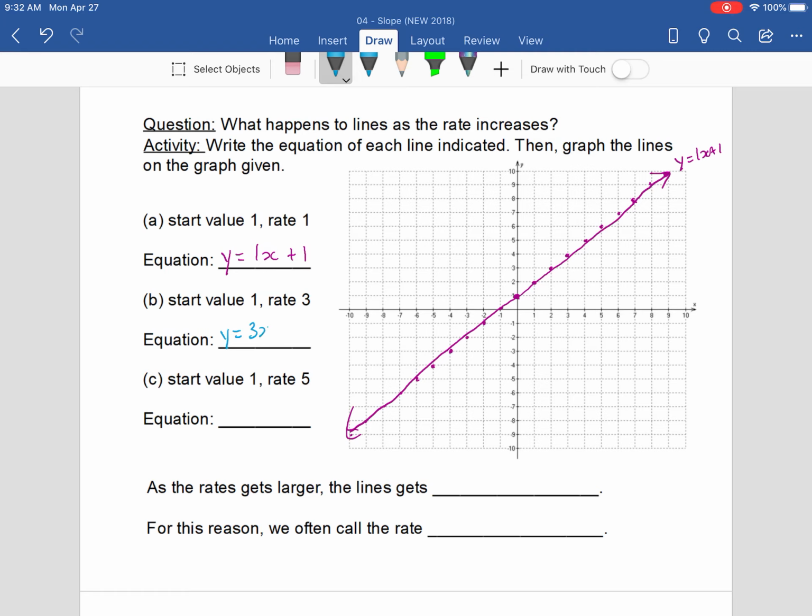The next one it wants is start value 1, rate 3. Now, let's just be careful, just in case the last lesson wasn't perfectly clear. When we have rate 3, the rate goes with the x. There's where the rate goes, and the start value is the number all by itself. So this line that I'm doing starts at 1, but then goes up by 3s. And when I go back, it's got to go down by 3s because I'm going backwards.